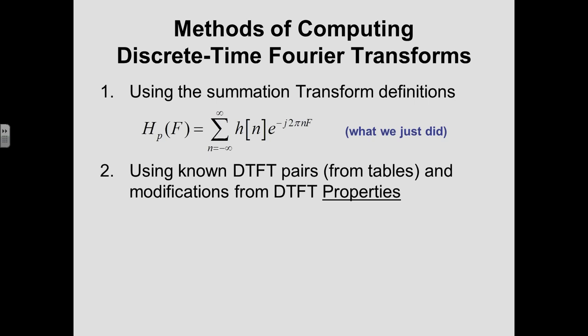Once we've developed a number of these, we can stop applying the definition and actually get our discrete time Fourier transforms for some common signals from lookup tables in a textbook or in these presentations. Using those lookup values and perhaps modifying them a little bit based on some properties of the discrete time Fourier transform, we can usually do the transformation without having to resort to the actual summation.